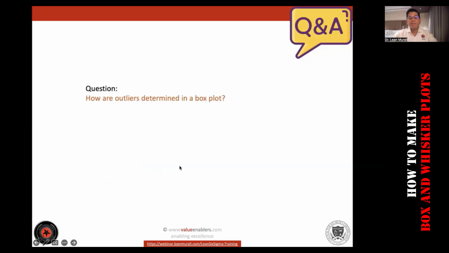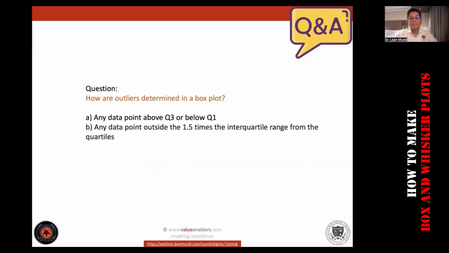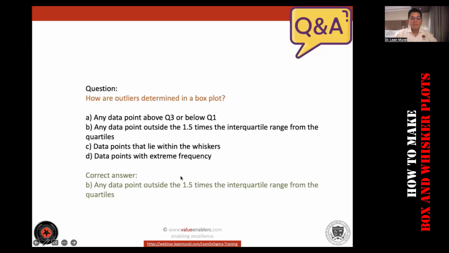How are outliers determined in the box plot? We've been explaining this for a long time. Any data above Q3 or below Q1? Any data outside 1.5 times the interquartile range from the quartiles? Data points that lie within whiskers, or data points with extreme frequency? You've been explained this enough, so you got the right answer.